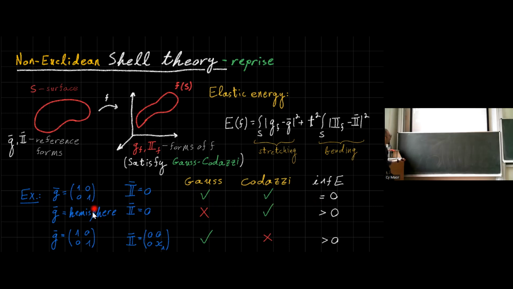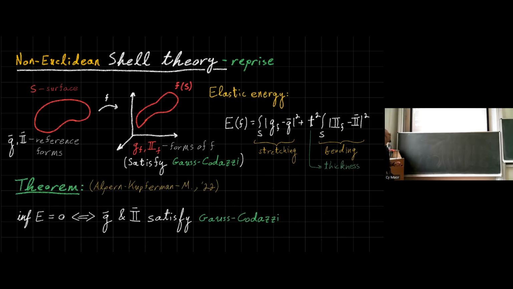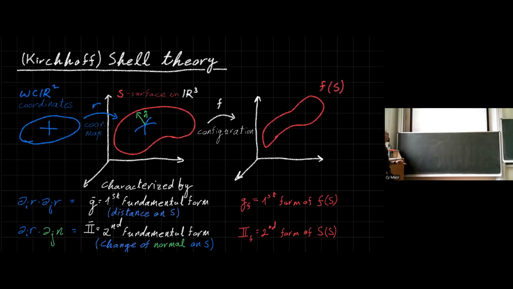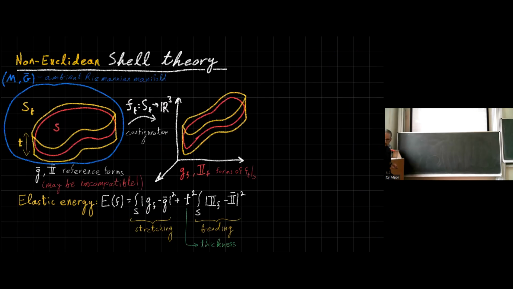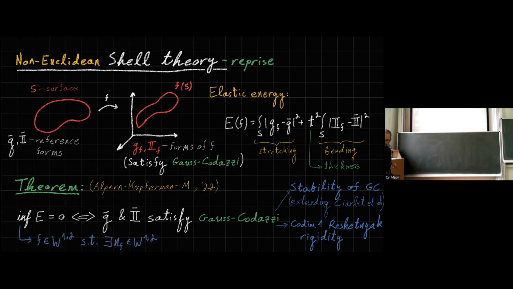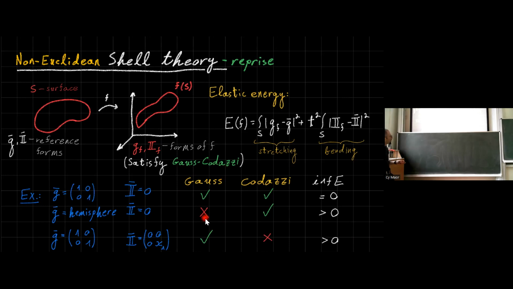However, you can take a hemisphere with 0 second fundamental form. This is basically the gel example. Okay, the first fundamental form wants to be a hemisphere, but the second fundamental form wants to be 0. And now the Gauss equation is not satisfied, but the Codazzi is satisfied, and the infimal energy by the theorem we just discussed is positive.